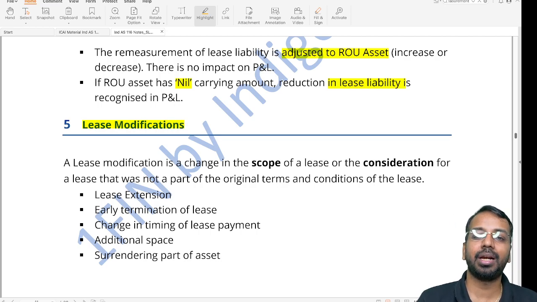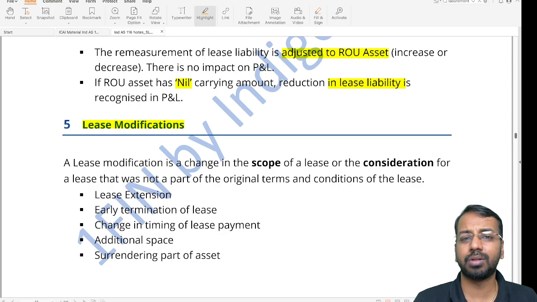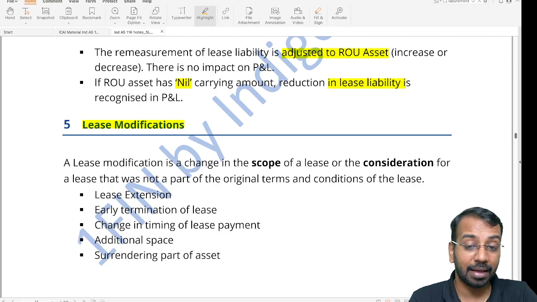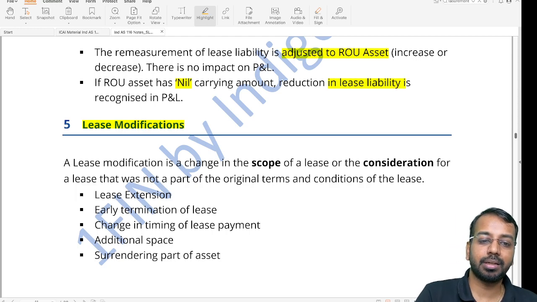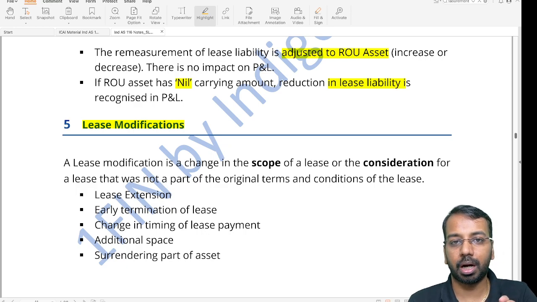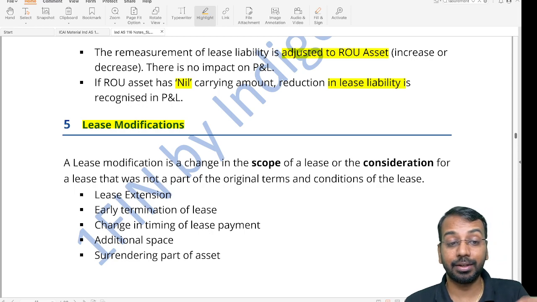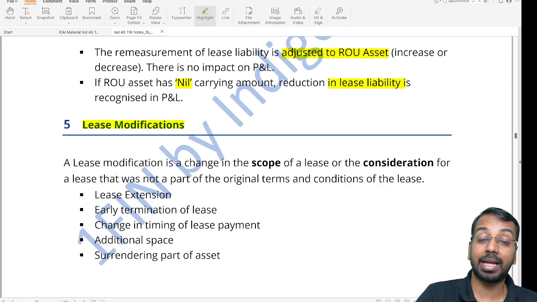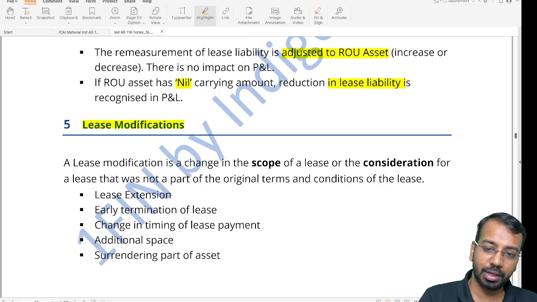So, originally we have agreed on some amount, let us say 10,000, 15,000, 20,000. Subsequently, we have changed that amount. So, either there is a change in the scope or change in the consideration. Both of these are considered to be lease modification, right? So when we say there is a lease modification, there can be addition of space, or sometimes there can be extension of lease. That is also a lease modification, but it should not be there in the original contract.